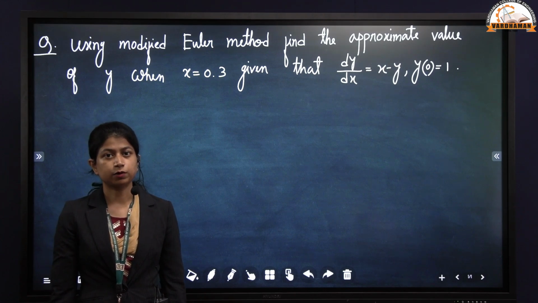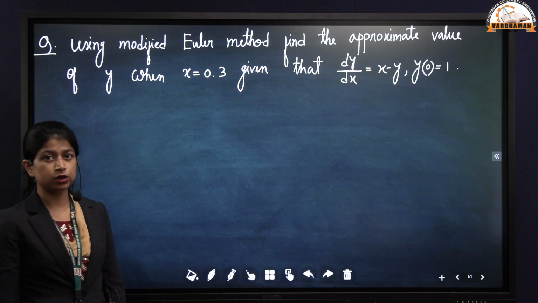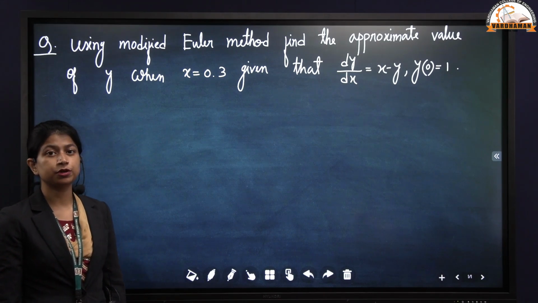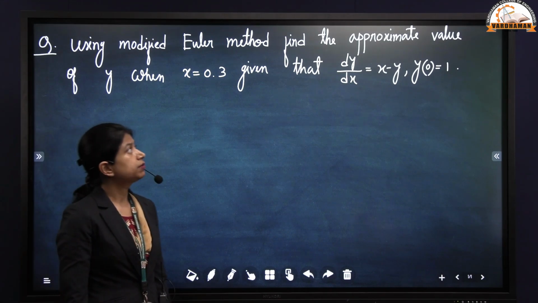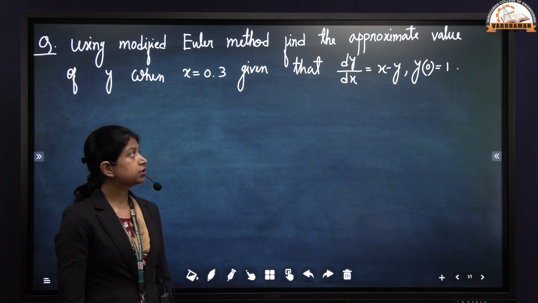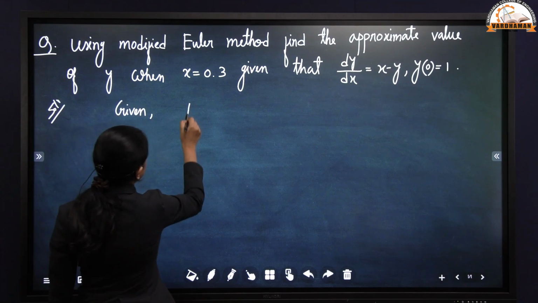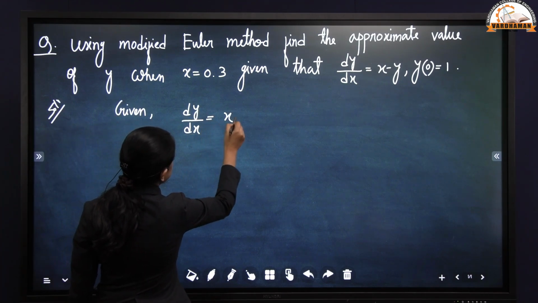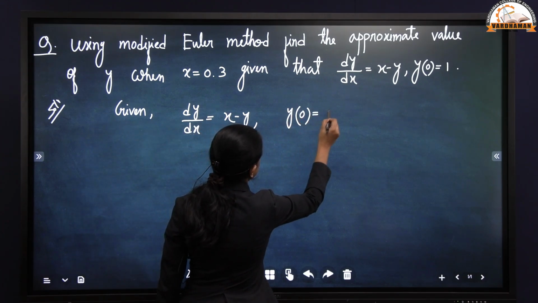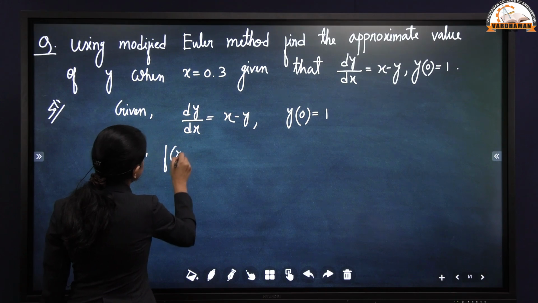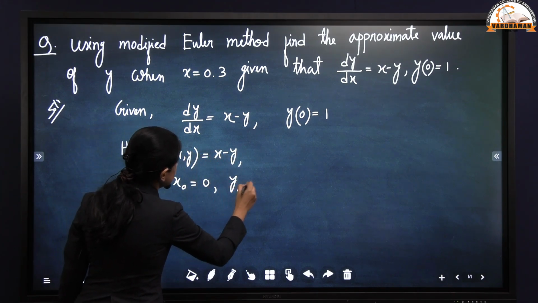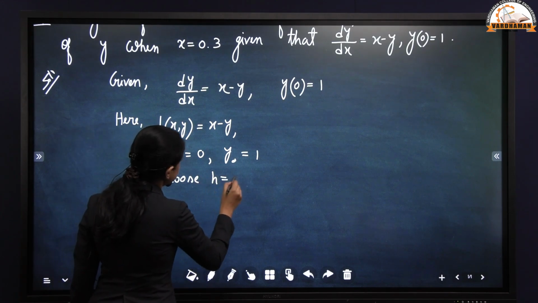Therefore, y at 0.2 is equal to 0.2468. Now look at the second problem where we need to use the modified Euler method to find the approximate value of y at x equal to 0.3. An equation is given by dy by dx is equal to x minus y with the initial condition y at x equal to 0 is 1. Here f of x comma y is equal to x minus y. x naught is 0, y naught is 1, and we will choose h is equal to 0.1.